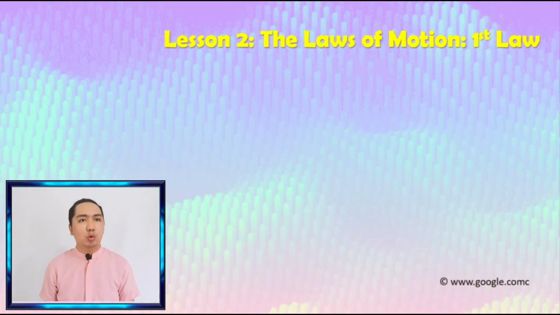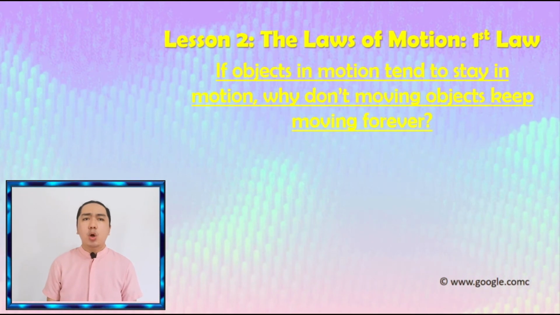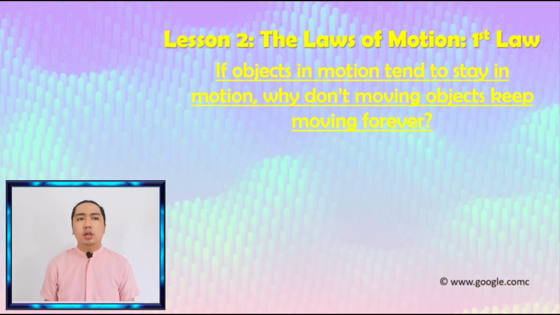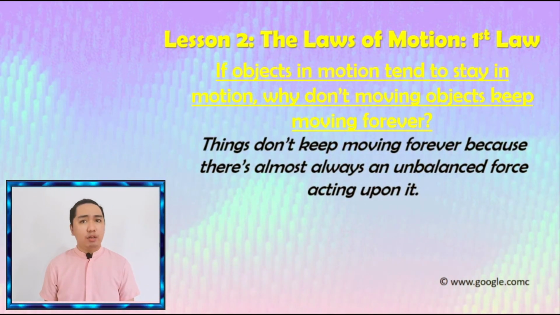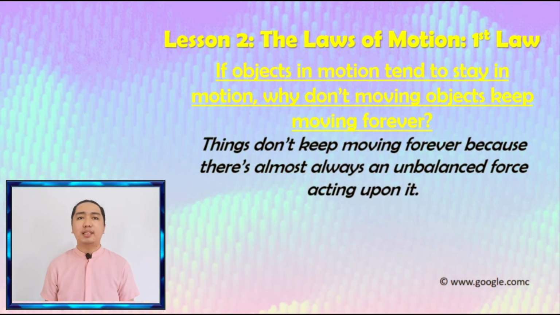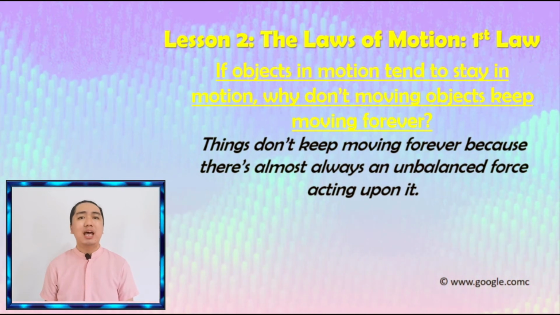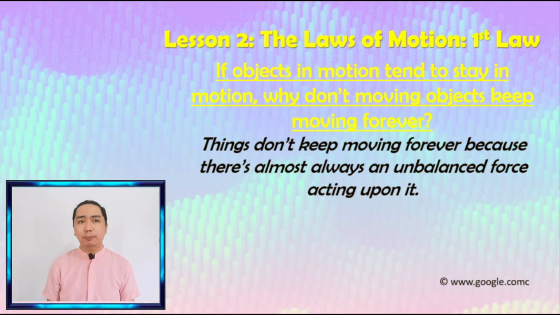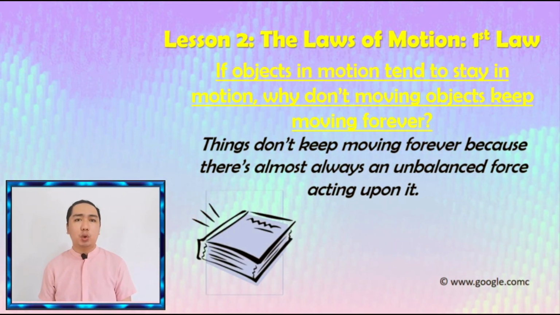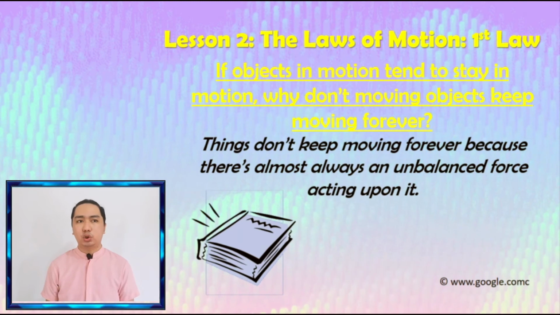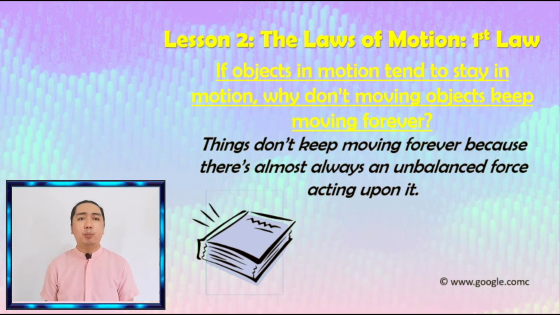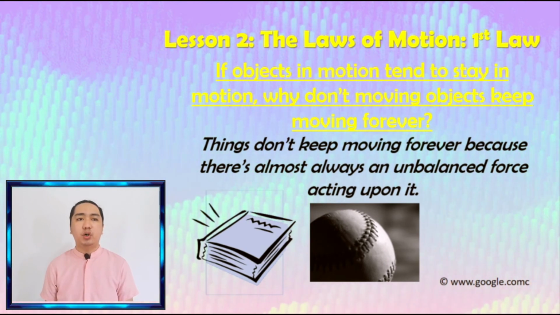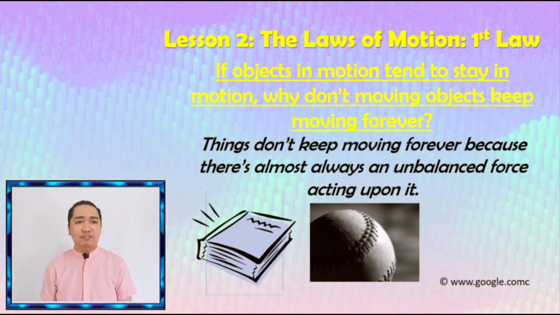If an object in motion tends to stay in motion, why don't moving objects keep moving forever? Things don't keep moving forever because there's always an unbalanced force acting upon them. A book sliding across a table slows down and stops because of the force of friction. If you throw a ball upwards, it will eventually slow down and fall because of the force of gravity.